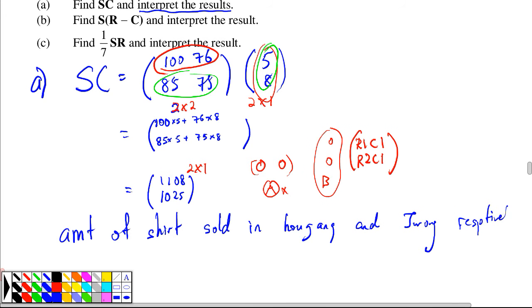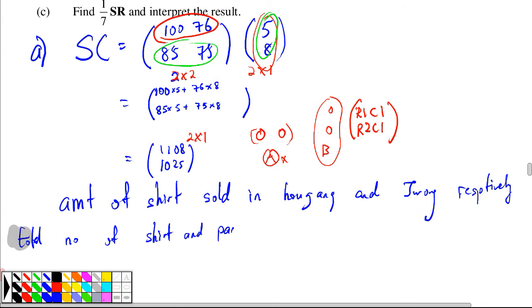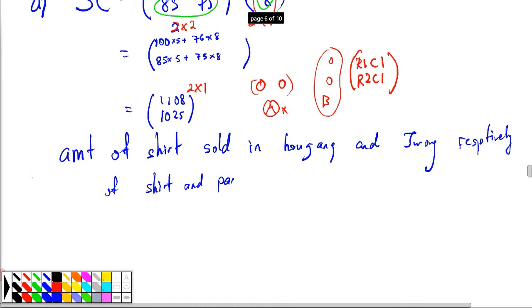Total number of shirts and pants sold in Hougang and Jurong. Total number of shirts and pants. Here, the money. The amount of money of shirts and pants earned.